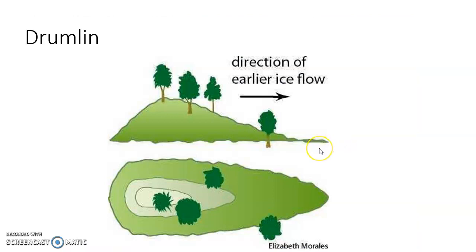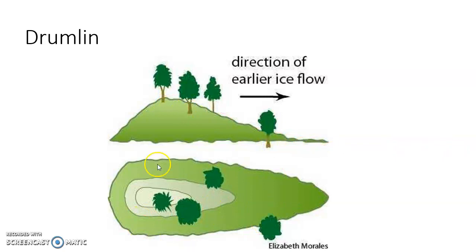Another glacial feature we see are what are called drumlins. And drumlins are these kind of rounded hills. They are steep on one side and a gentler slope on the other side. And the steeper hillside represents the direction the ice is coming from, and the gentle slope is the direction the ice is moving toward.